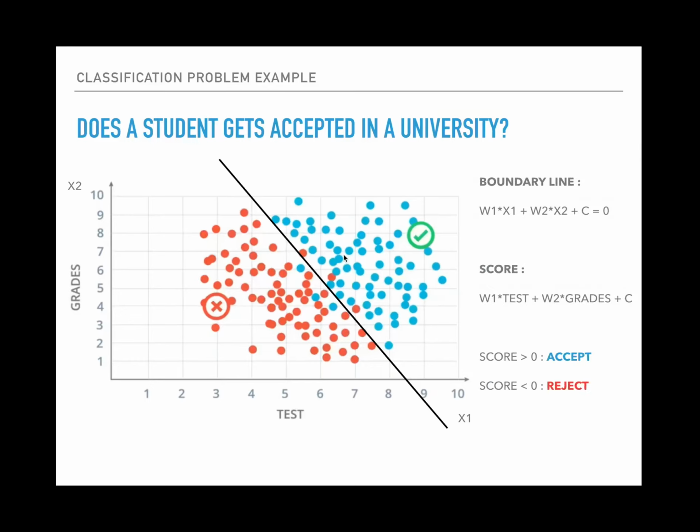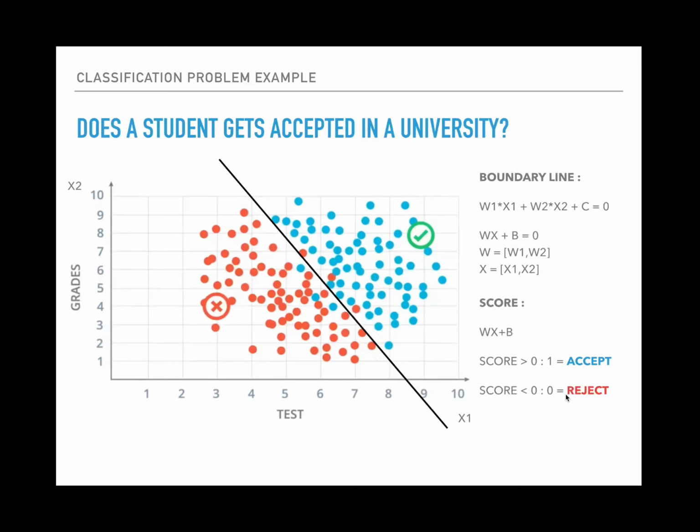So we will find a boundary line that is w1 x1 + w2 x2 + c. Now c is a constant, we can call it a bias, and w1 and w2 are the weights, and x1 and x2 are the parameters we input as test and grade scores. So we can calculate a score out of this, and if the score is greater than 0, that means the point lies in this region, so the student gets accepted. If it is less than 0, he gets rejected.